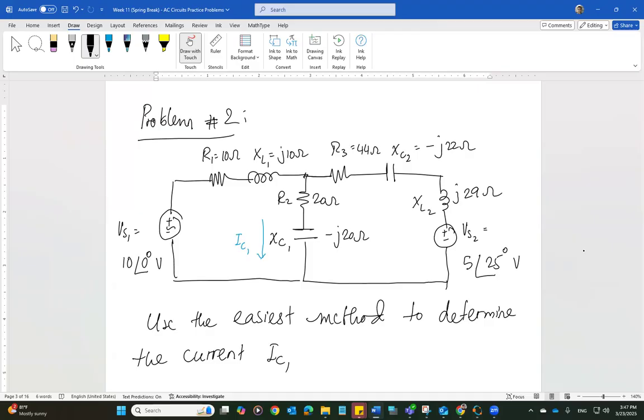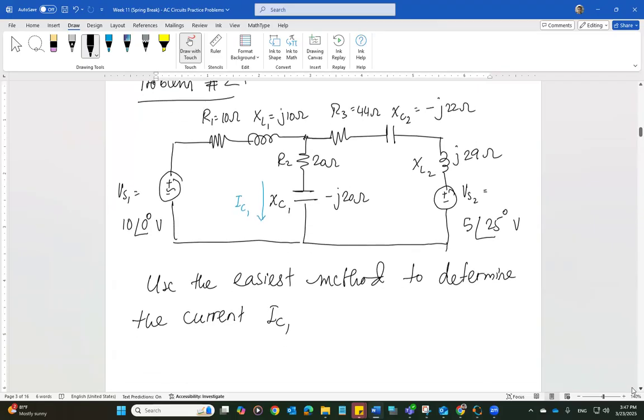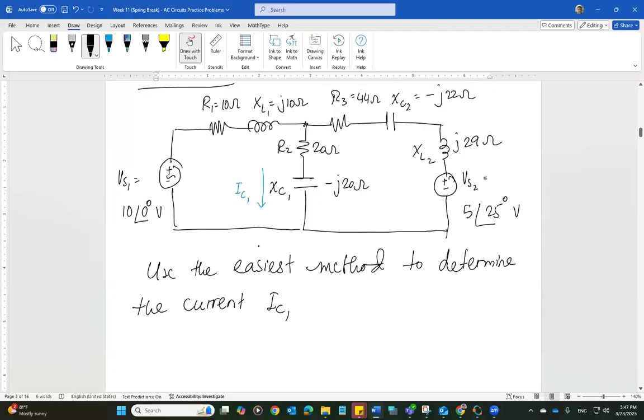This problem, of course, is not dealing with two different frequencies. It's dealing with a single frequency, assuming that since XL and XC are given to us, both sources have the same frequency, of course. That frequency is not given to us. That means we will not be expressing any quantity in the time domain. We will be just expressing IC1 in the complex frequency domain. That is, what is the magnitude of the current and what is the phase of the current IC1. So again, analyze the circuit and see what is the easiest method to calculate the value of IC1.